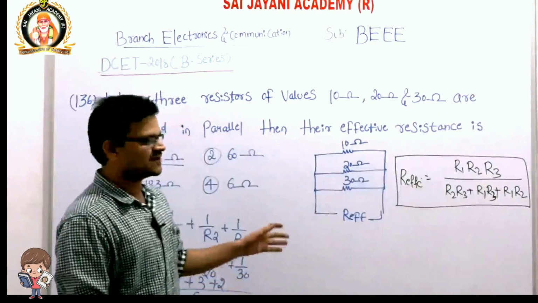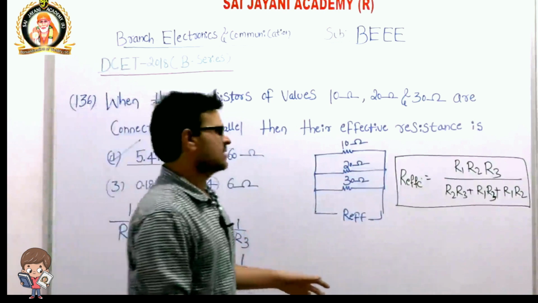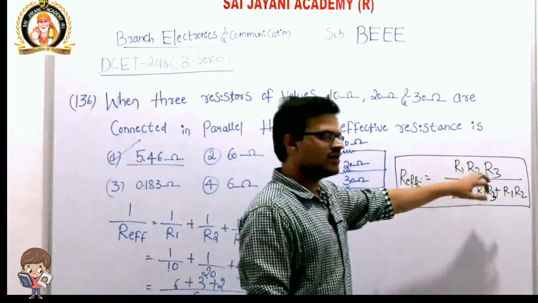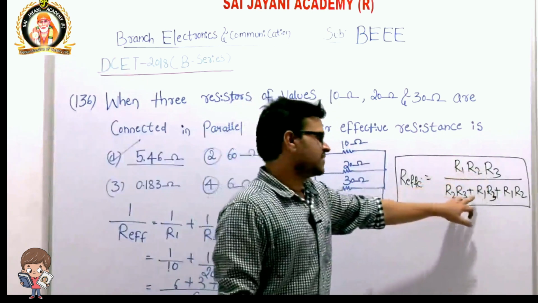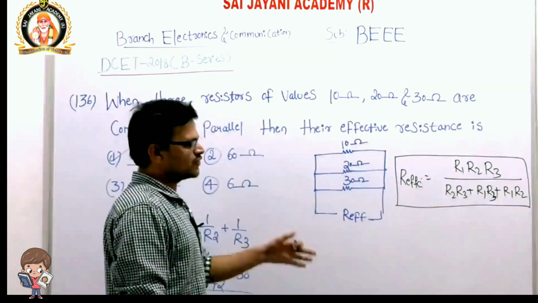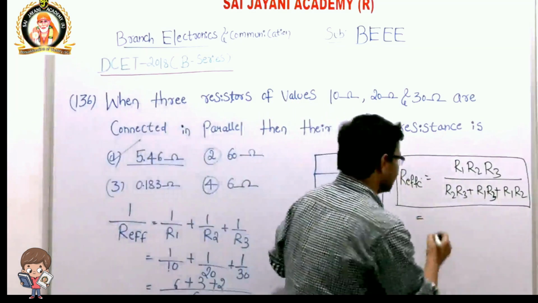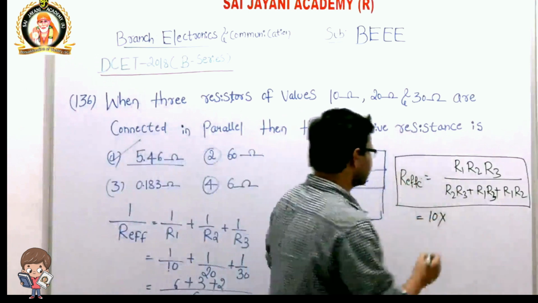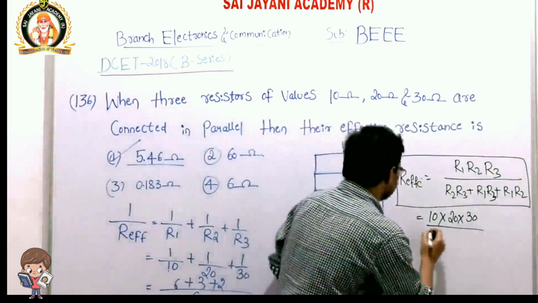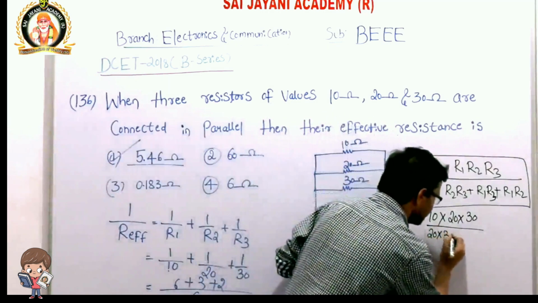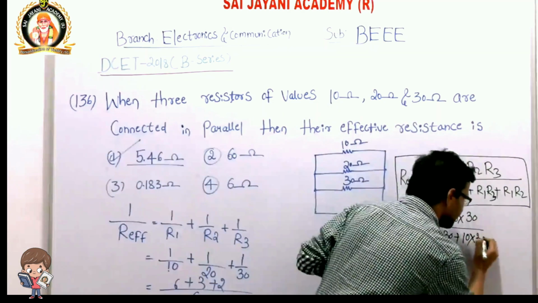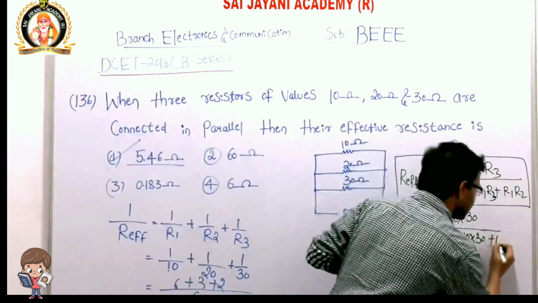We can find the effective resistance for a parallel combination by another method: R effective is equal to R1 into R2 into R3 divided by R2 into R3 plus R1 into R3 plus R1 into R2. We know the values: R1 is 10 ohm, R2 is 20 and R3 is 30. So the denominator is 20 into 30 plus 10 into 30 plus 10 into 20.